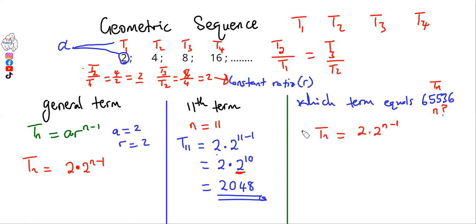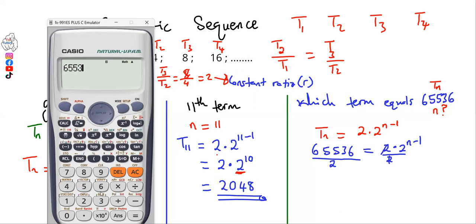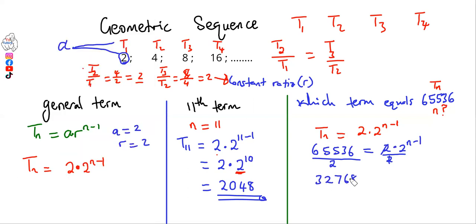What are we given? We're given Tn, and we substitute there: 65536 equals 2 times 2 to the power n minus 1. We want to get rid of the 2 that is multiplying the power, so we divide by 2 and cancel. 65536 divided by 2 gives us 32768, which is equal to 2 to the power n minus 1.